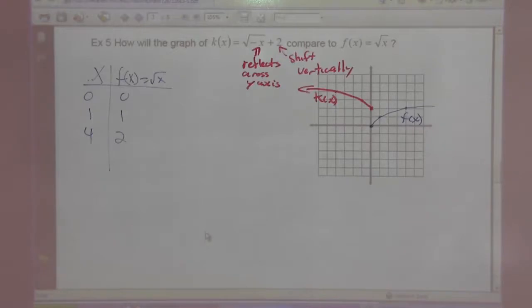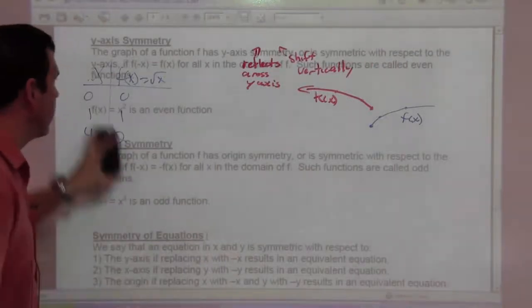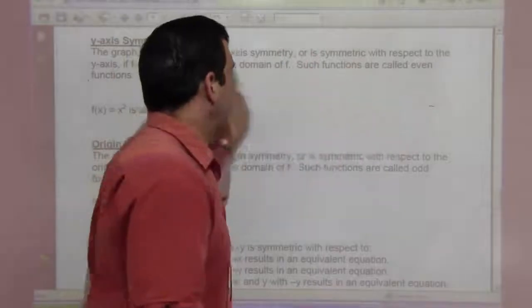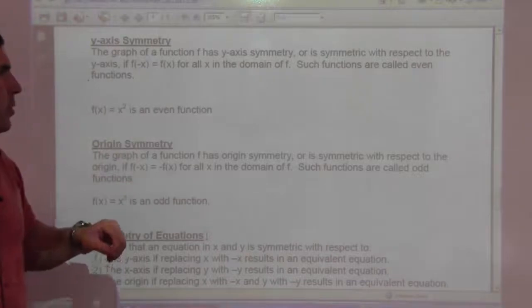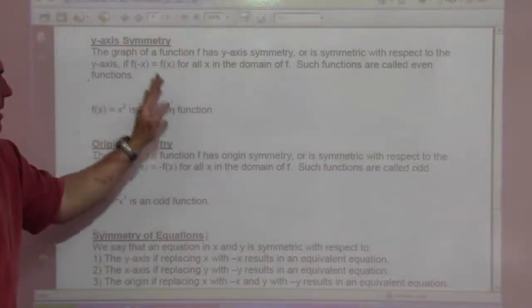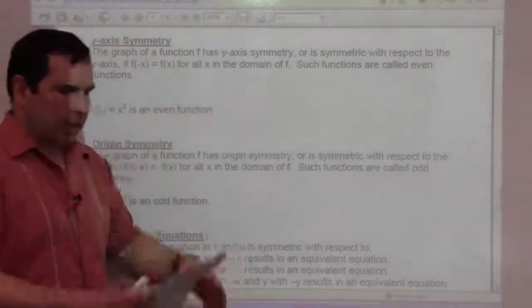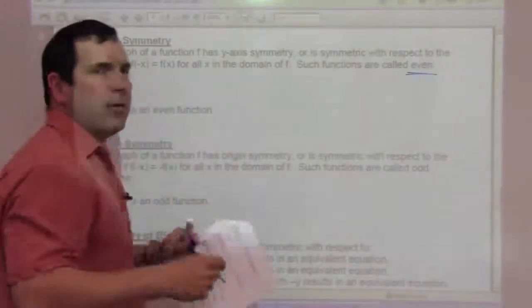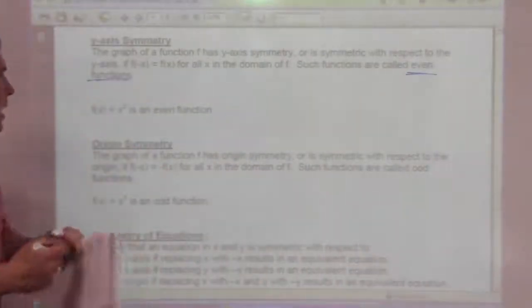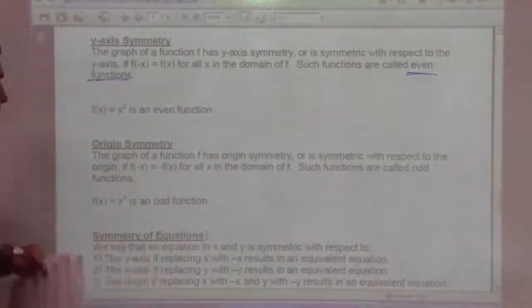Let's go on to our next one. Next concept is y-axis symmetry. The graph of a function f has y-axis symmetry, or is symmetric with respect to the y-axis, if f of negative x is f of x for all x in the domain. Such functions are called even functions. That's really important, even functions. So even functions have y-axis symmetry. F of x equals x squared is an even function. F of x equals x to the fourth is an even function.